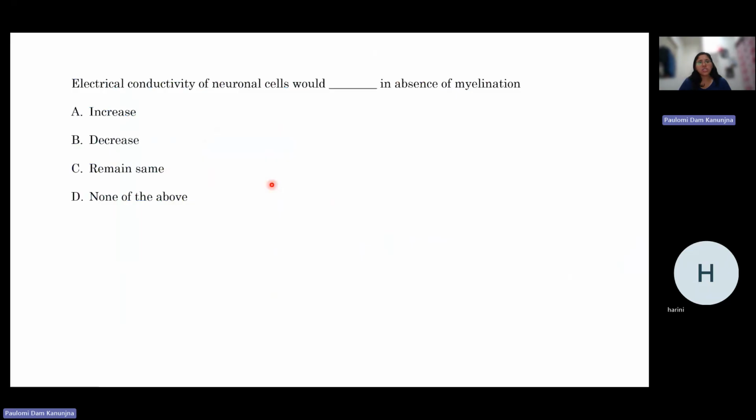Okay, so let's begin the questions so that we don't start getting too bored with the discussions already. Let's try to understand first the non-disease part of this week's course. So let's start with answering different kinds of questions. First is: electrical conductivity of neuronal cells would dash in the absence of myelination. This is just a refresher of whatever we did so far in the previous session. So basically this question in other words is asking you, why do we need myelination? If you don't have myelination, what happens to your neuronal conductance?